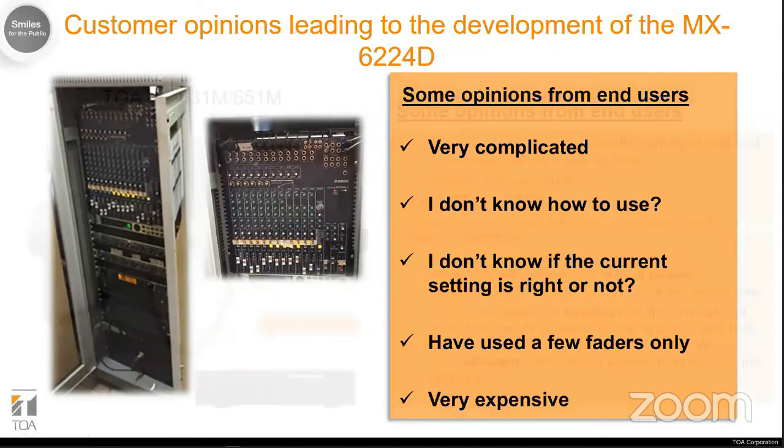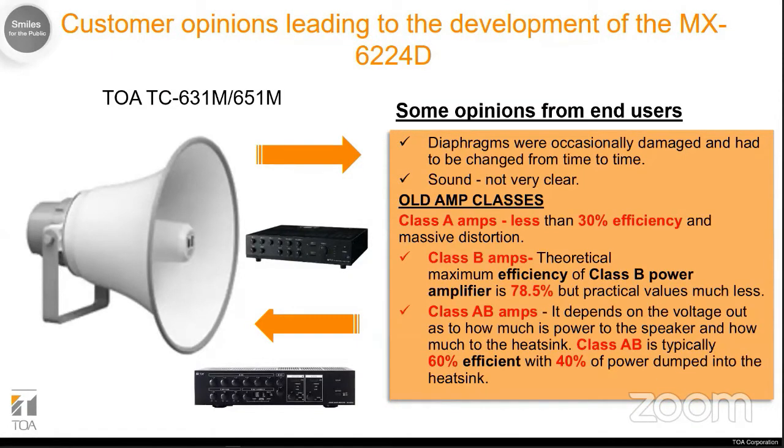So these are the issues that then led to TOA developing the MX6224D Mosque amplifier. Lastly, and as part of the inputs that led us to developing the MX6224D are these. Those that had horn speakers mounted on the minaret often came across diaphragms being occasionally damaged here and there, and they had to be changed from time to time. Obviously nobody wants to do this. It's extremely expensive. You have to have guys go up the minaret, remove the horn speakers, clean them up, change the diaphragm, replace them, and charge you. So most people were not happy with that.